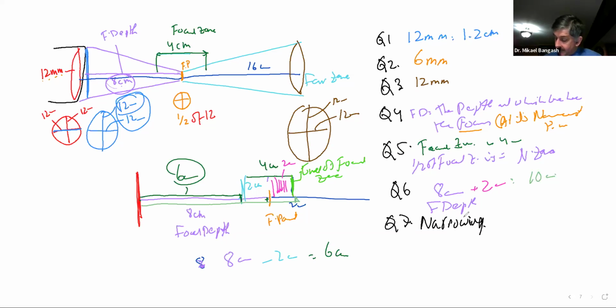Good. So 6 centimeters, 8 centimeters, 12 centimeters, 10 centimeters, 9 centimeters. We just mark it: this point here is 6 centimeters. This point here is 8 centimeters. This point here is maybe 10 centimeters. And this point here might have been 9 centimeters. So the point at which the beam is still narrowing is 8 centimeters.